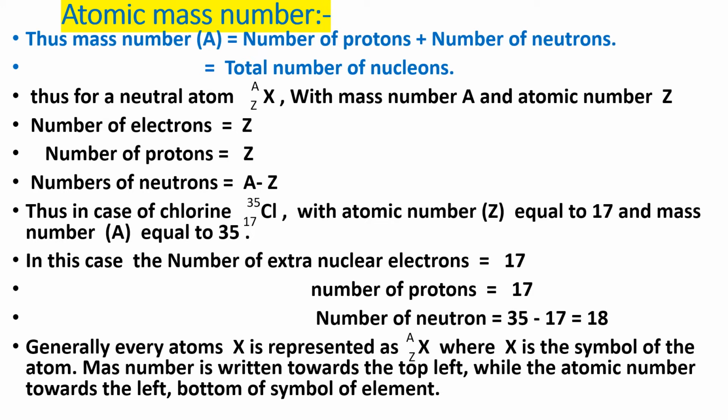Generally, every atom X is represented with A on the top side and Z on the bottom side, where X is the symbol of the atom. The mass number is written toward the top left, while the atomic number is written toward the bottom left of the symbol of the element. Okay. Next one.